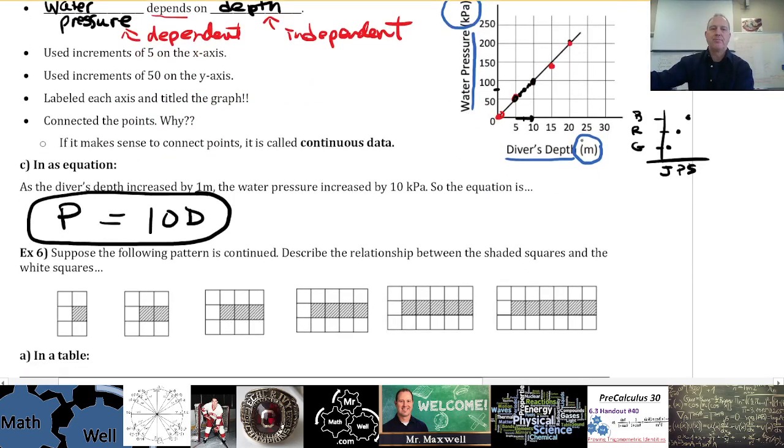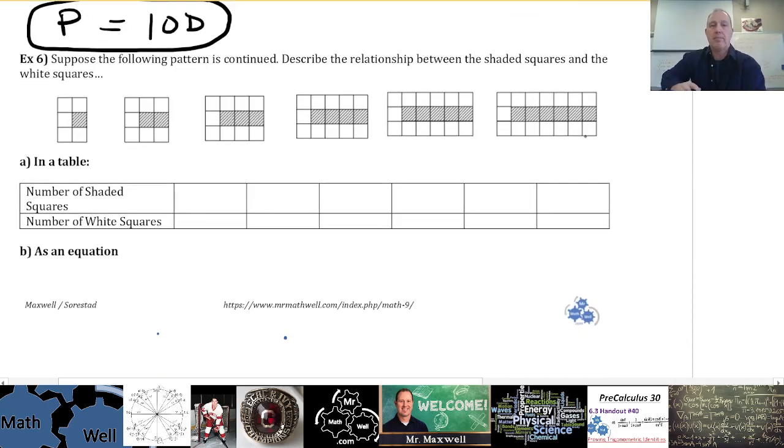All right, moving on. Example 6. Suppose the following pattern is continued here of these figures. Describe the relationship between the shaded squares and the white squares. Okay, so for the first figure here, let's focus on this one. First figure, right here. The number of shaded squares is 1. The number of white squares is 1, 2, 3, 4, 5. Okay, everyone see that? 1 and 5.